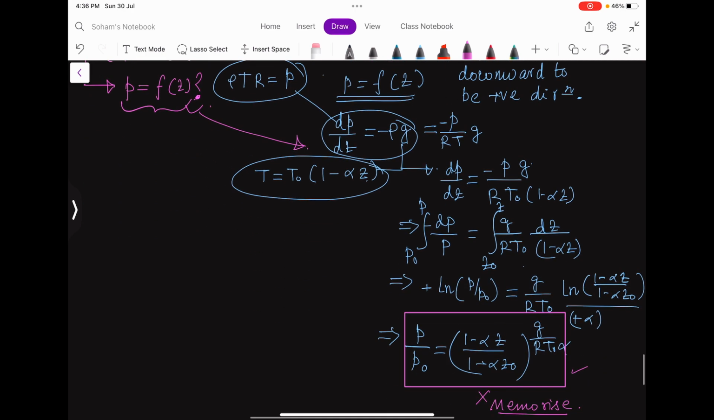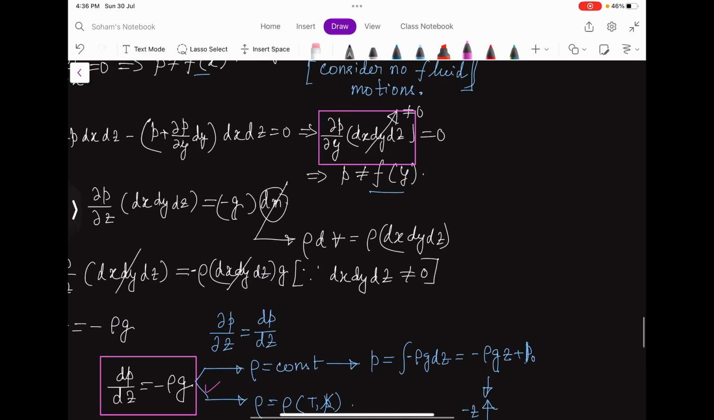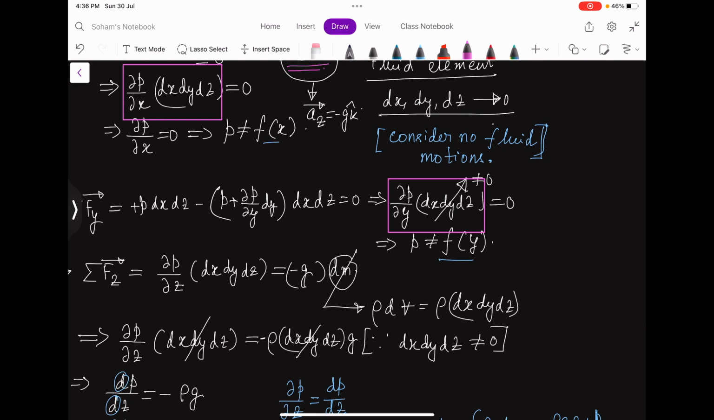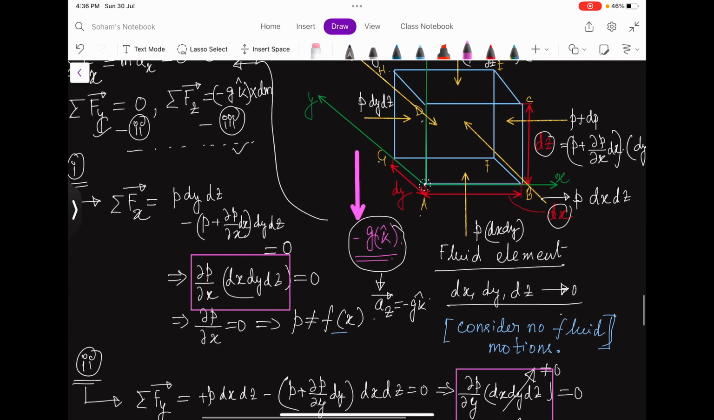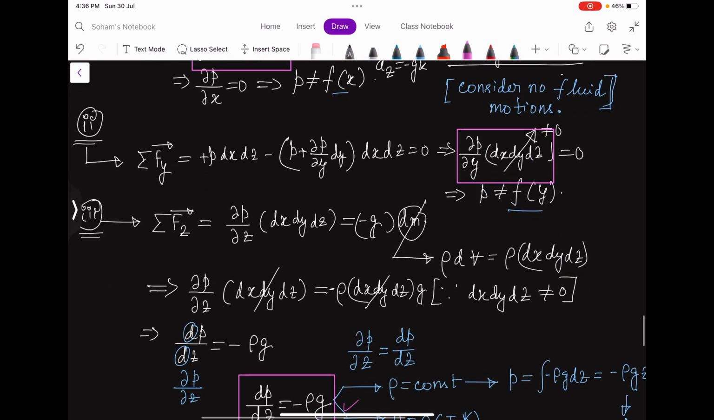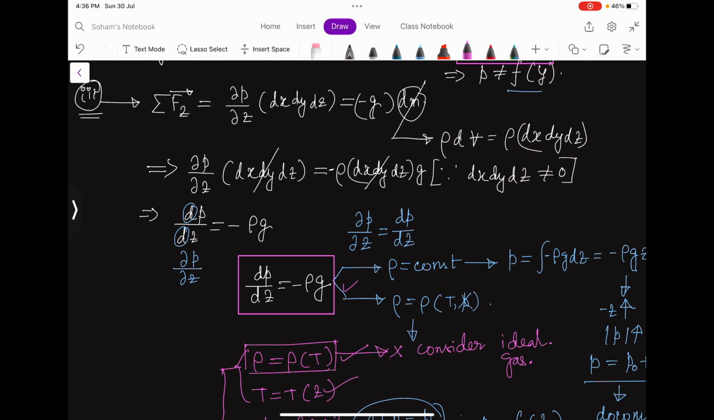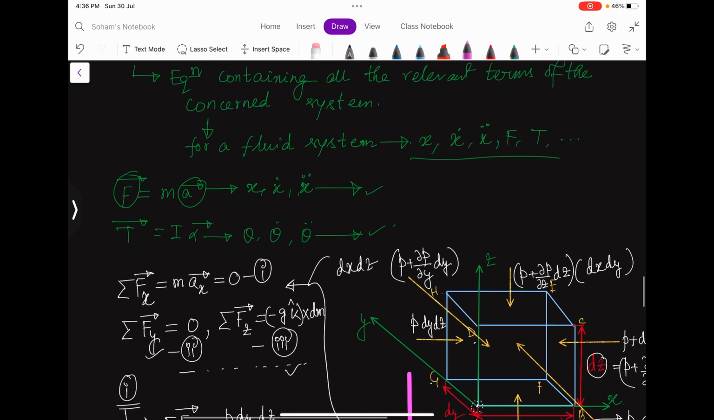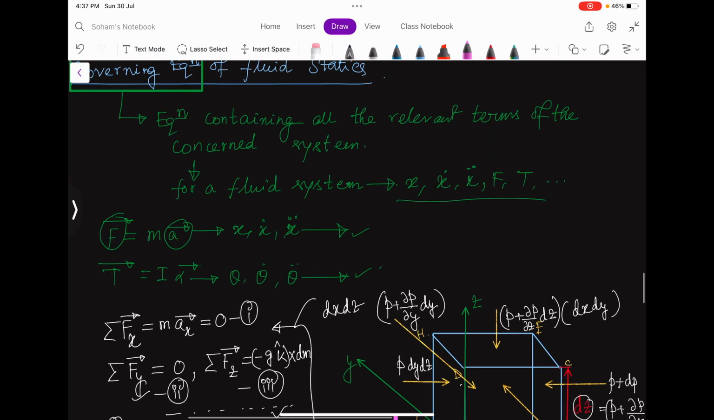Okay, I hope this is fine, right? So just go through all these things and make all the concepts clear, because in semester examinations also you may be asked to derive this governing equation of fluid statics, and then you have to do all this step by step.